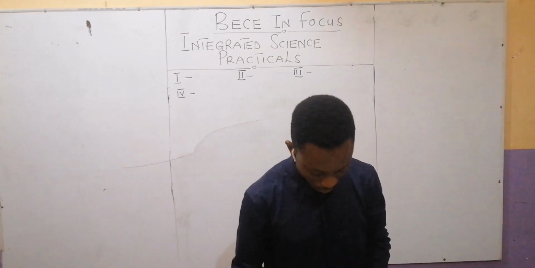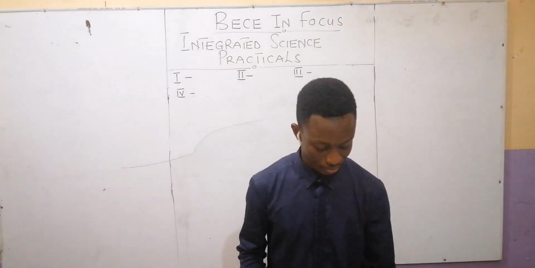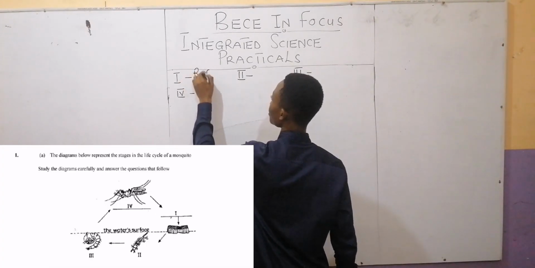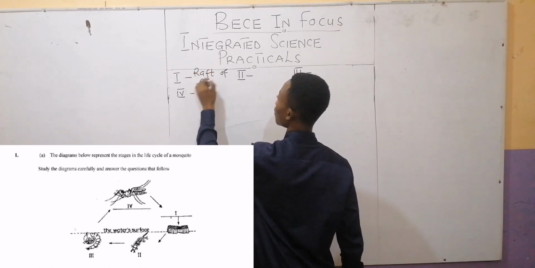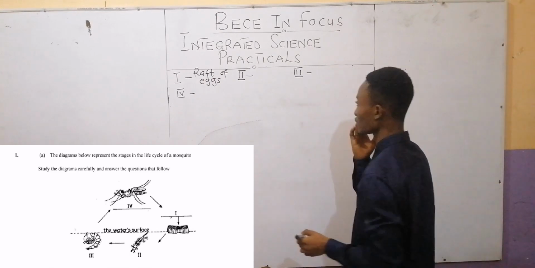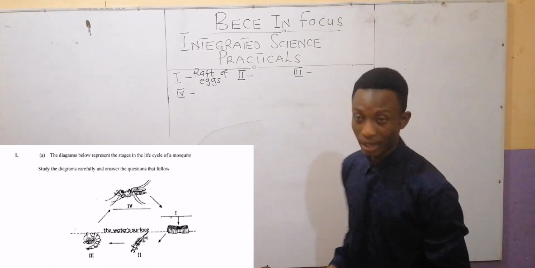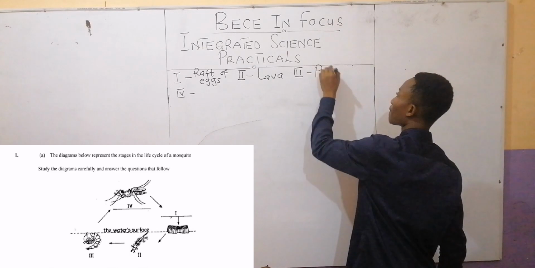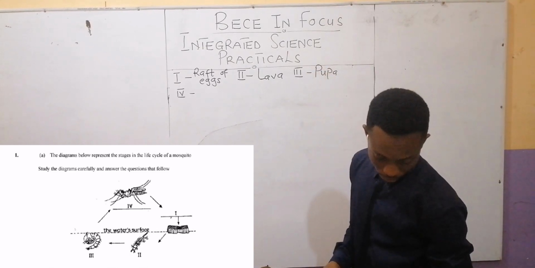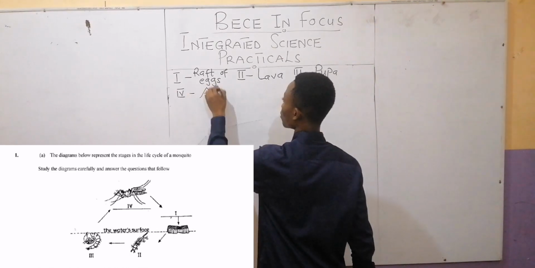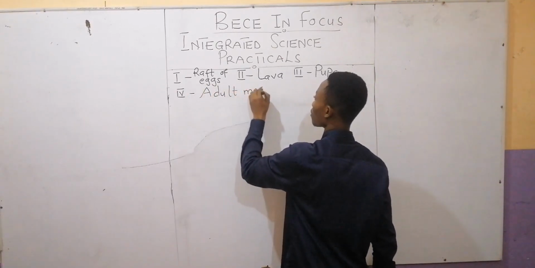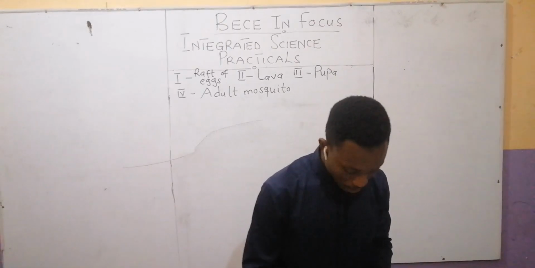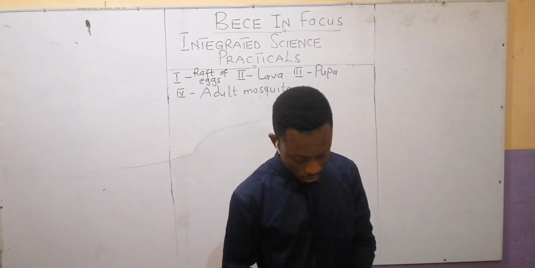Now, I is the egg. We all know that. Yes, I is the egg. So we'll say raft of eggs. Or if you say egg, we'll give it to you. II is larva. III is the pupa. IV is the adult mosquito.